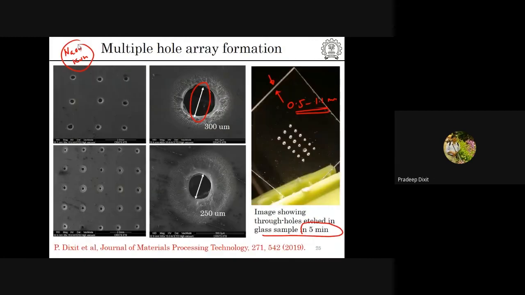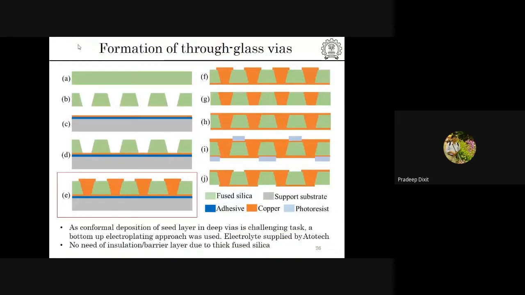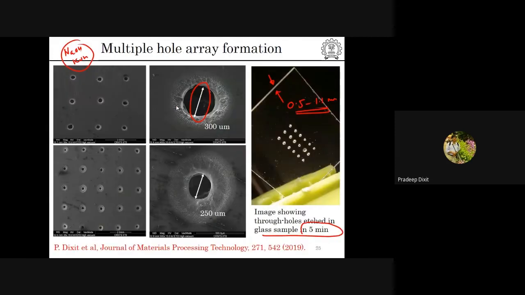Now, once we have optimized this through hole machining process, let me just show you. This is a process to create the 3D inductor devices. We started with a glass wafer, a fused silica. We were able to create the through holes, similar to the through holes we indicated in the previous slide.